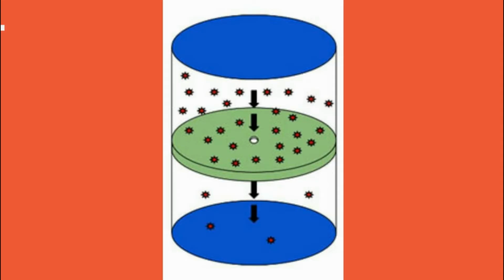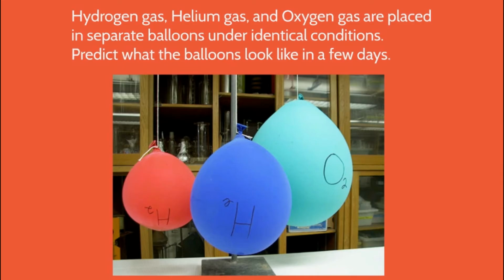Their masses mean different rates of effusion. In other words, the bigger the molecule is, the harder it is to get it through that little tiny microscopic hole. Things that are tinier are going to be able to get through that hole a little bit quicker. So basically, bigger gas molecules have a harder time effusing because they're bigger. Smaller ones can get out a lot easier.